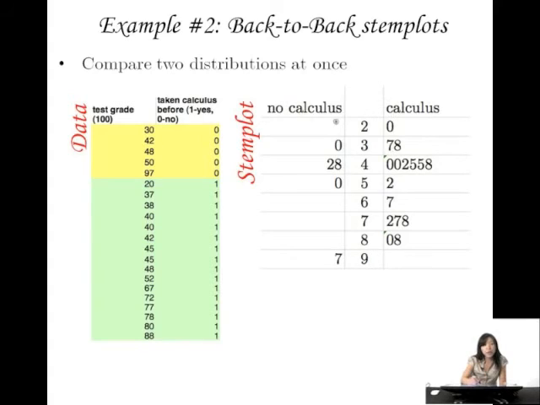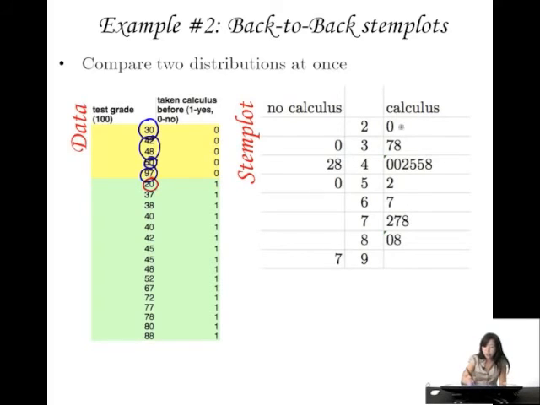But let's start with the no calculus distribution. Here we have somebody who scored a 30, so nobody who scored in the 20s. So here's a 30. Here are two people who scored in their 40s. Here's one person who scored in the 50s, and then this very high performer has also not taken calculus before. Rather surprising.